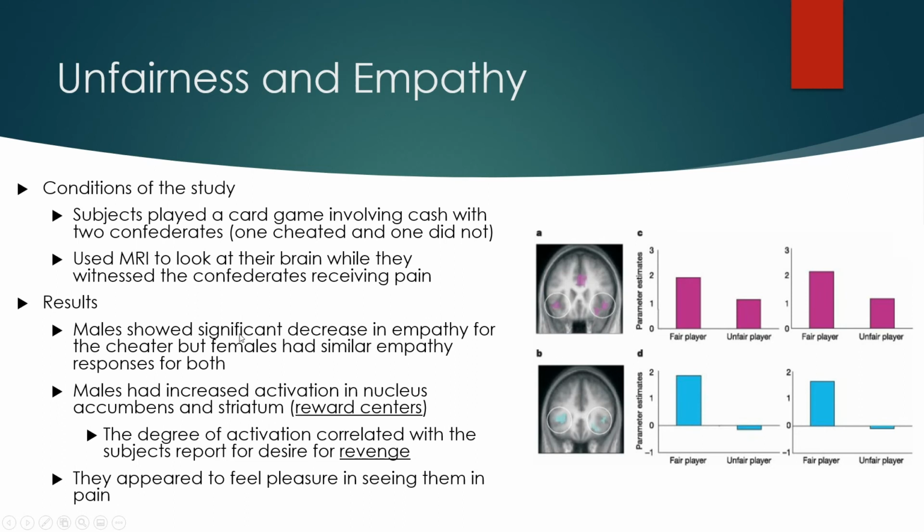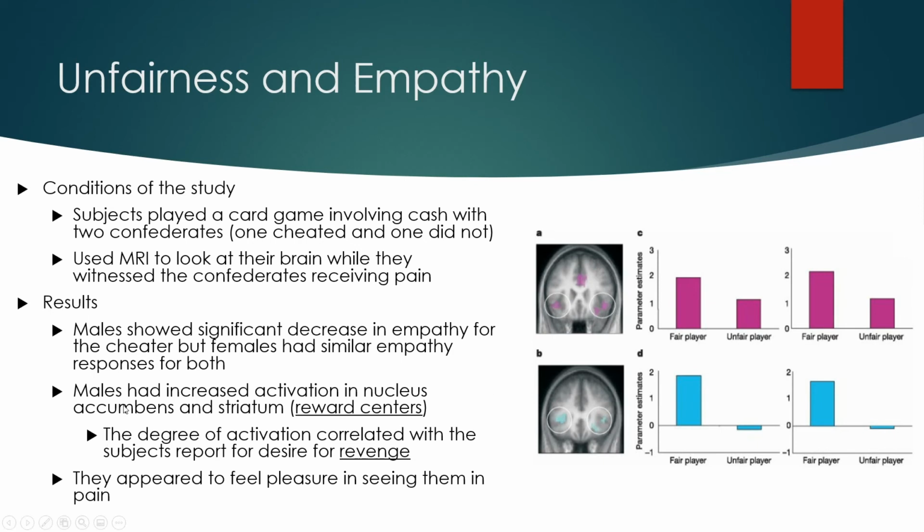Males showed a significant decrease in empathy for the cheater, but females had similar empathy responses to both. So for the females in the study, it didn't matter if the person had cheated or not. There was some difference here, but it wasn't significant as far as the results went, and the activity was very similar for the two. But then you look at males, and males just didn't feel any empathy. The ACC and Insula regions were not active at all when they were seeing the cheaters get shocked.